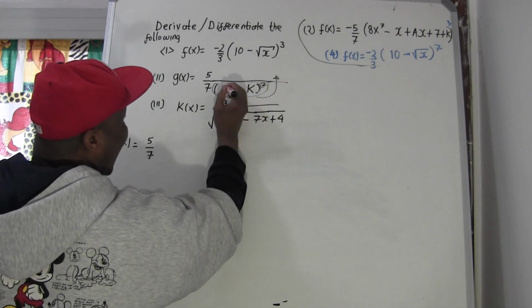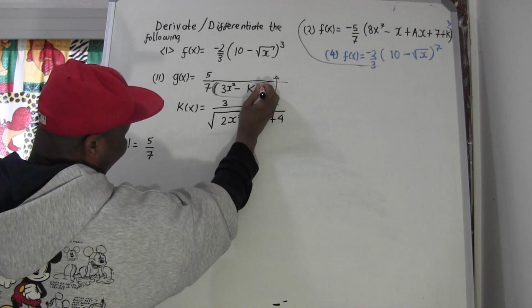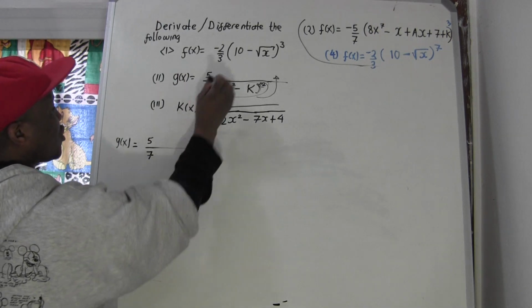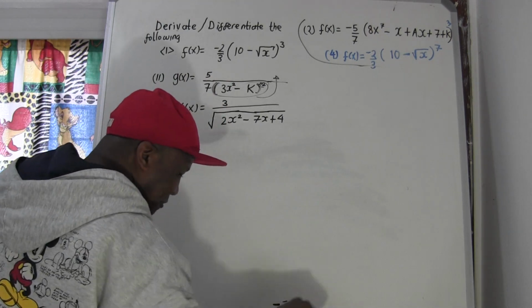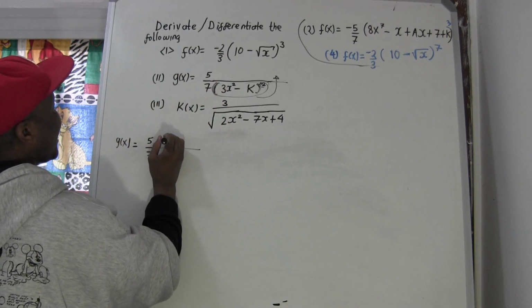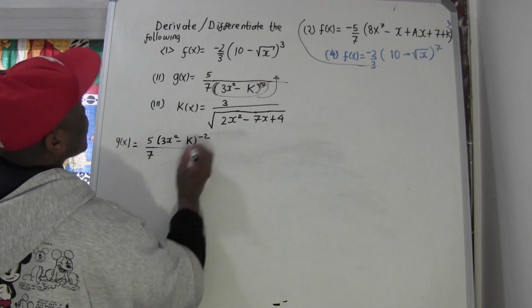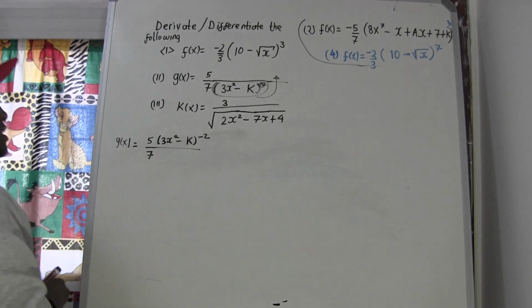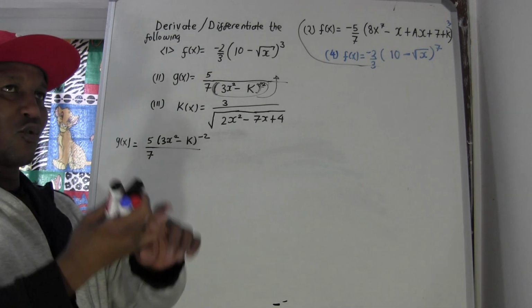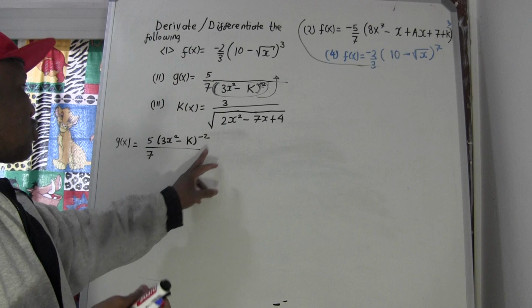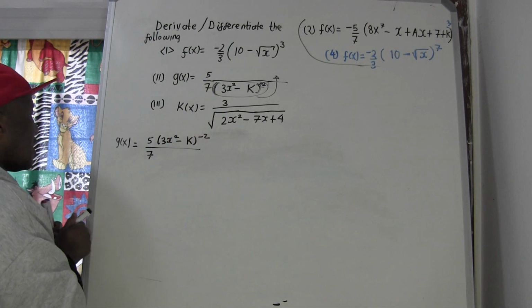The only thing that is going to change is outside. You see this bracket? Here, it's going to become negative. So it's going to become on top now. So it's going to be exactly 3x squared minus k, but the power becomes -2. That's all. So now we can differentiate. When we differentiate, we don't need the root, and everything must go to the top. Let's go. So now let's differentiate.